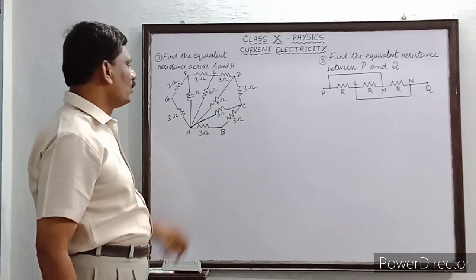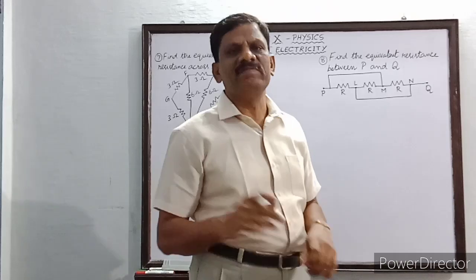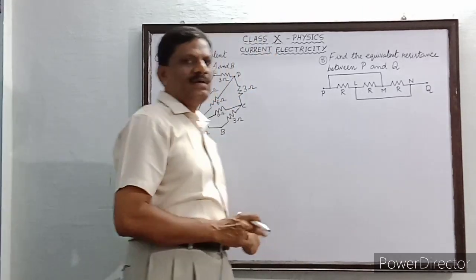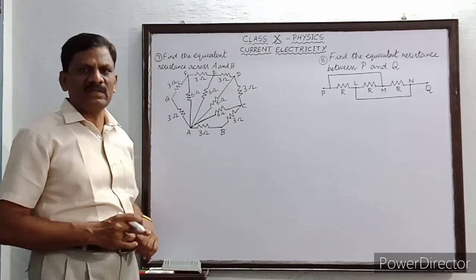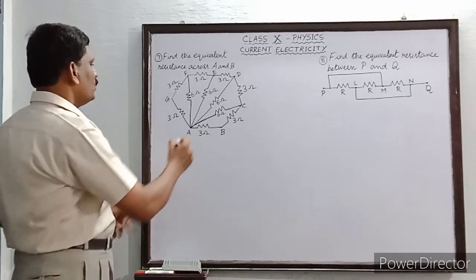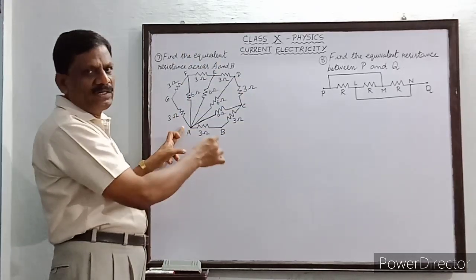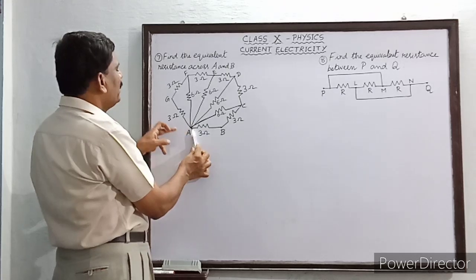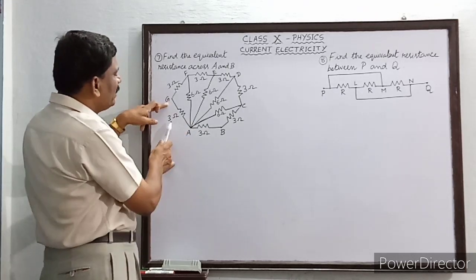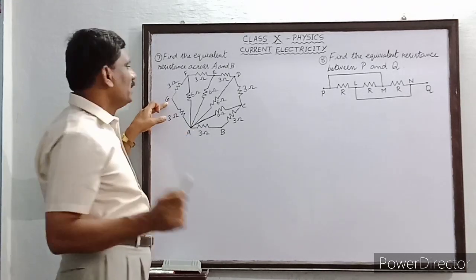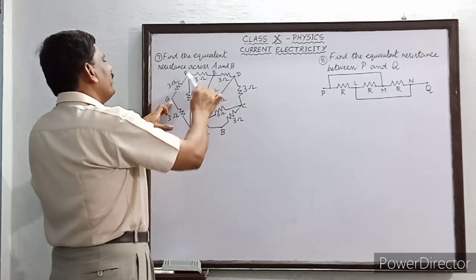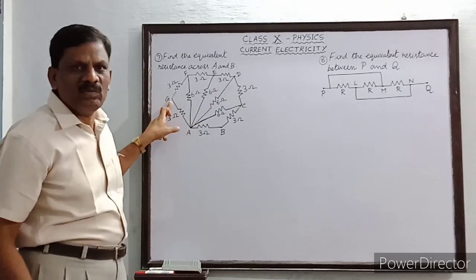Okay. So how to do such numerical problems? The ideology I will tell you. First you start from the point A. You see here, in the clockwise direction I am going to come. So from A up to this point G, the resistance is 3 ohm. And from G to F, the resistor is 3 ohm.